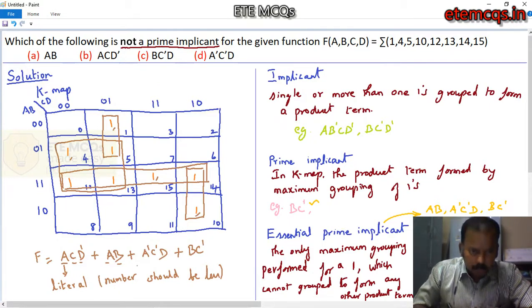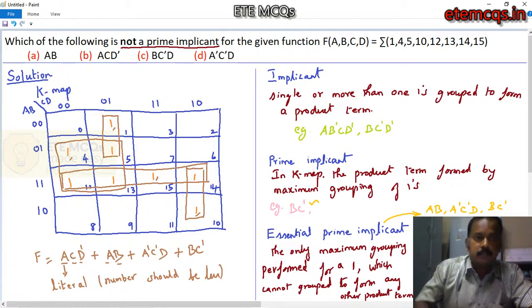Now whatever product term you have here is an essential prime implicant. Now what is the question? Which of the following is not an essential prime implicant? So you notice A B you have, A B is a prime implicant, it is over there. A C dash D is also there, option B is there in the minimized Boolean expression. It is a valid prime implicant. Next it is B C dash D, whereas we have only B C dash. So this should be the product term which is not a prime implicant.